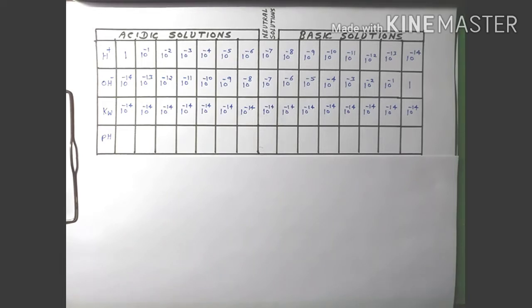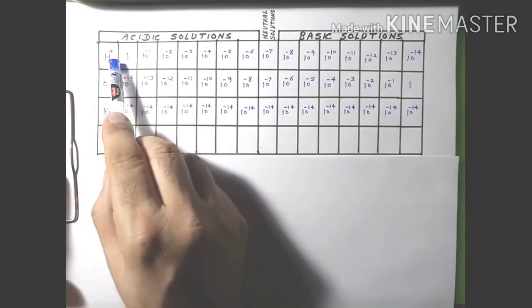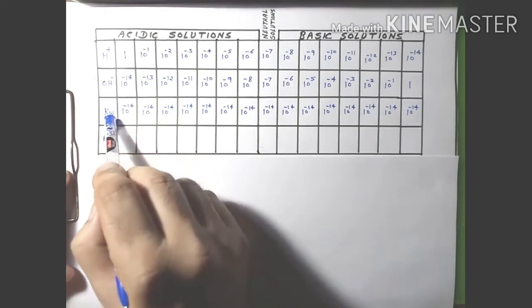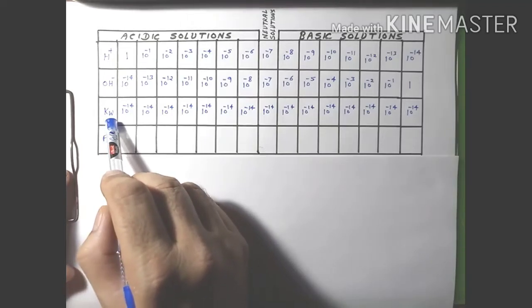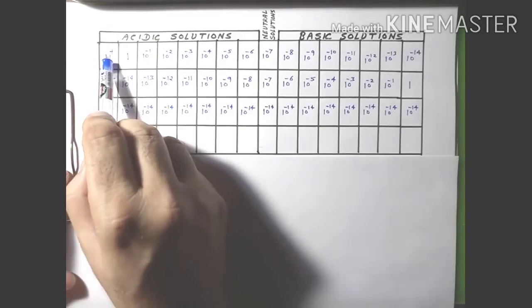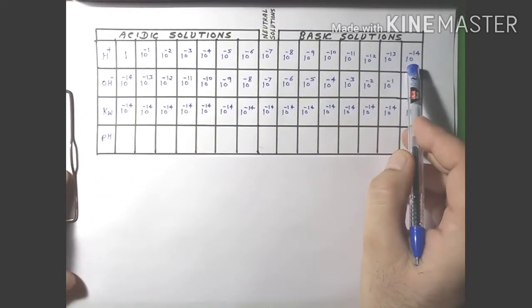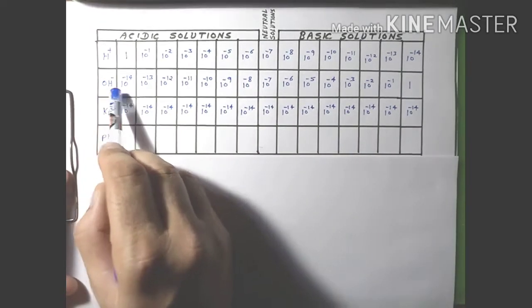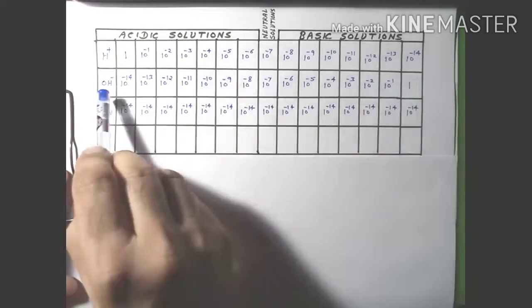Now all these things which I have explained, we can understand in a very simple way with the help of this table. What I have taken in this table, on the left side I have written the H plus ion concentration, OH minus ion concentration, and then the ionic product of water, that is Kw. From this side to this side, the concentration of H plus ion continuously goes on decreasing, and the concentration of OH minus ion continuously goes on increasing.